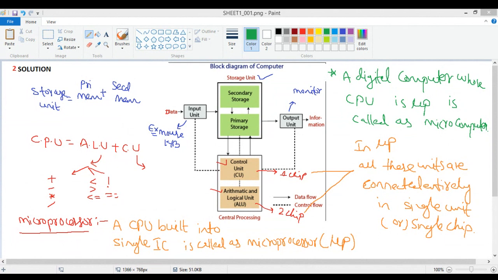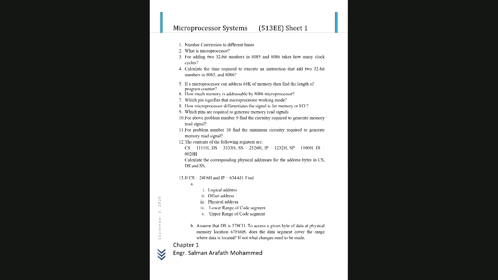Okay, so let's go for the third question. Let us see problem number 3. For adding two 32-bit numbers in 8085 and 8086, how many clock cycles are taken? See, question number 3 and question number 4 are related. These two questions are related, so let us solve these two questions now.